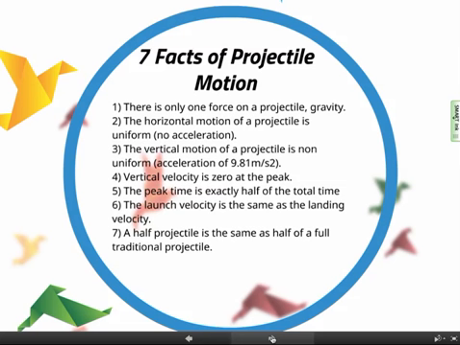Number 3, the vertical motion of a projectile is non-uniform, meaning it accelerates at 9.81 meters per second squared, meaning you use the 4 equations of accelerated motion to find out anything you want about the vertical motion of a projectile. Number 4, vertical velocity is 0 at the peak. Number 5, the peak time is exactly half of the total time. Number 6, the launch velocity is the same as the landing velocity. Number 7, a half projectile is the same as half of a full projectile.